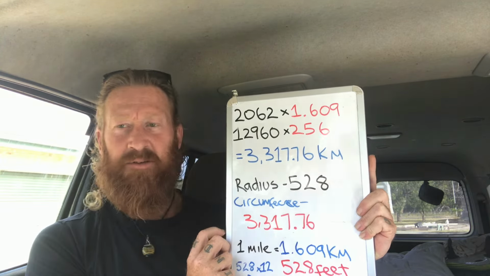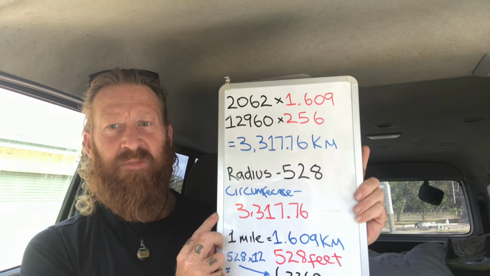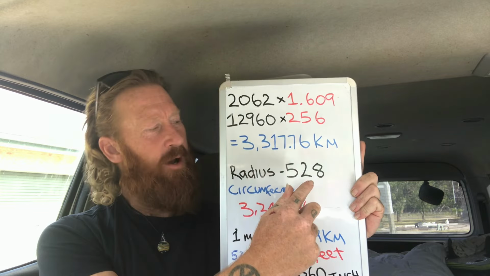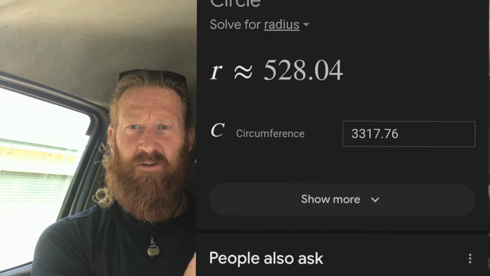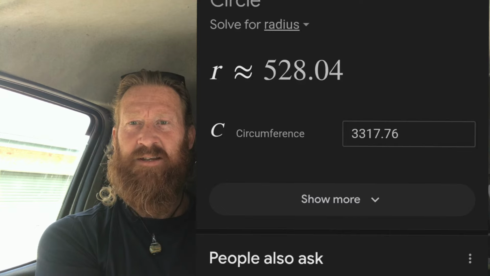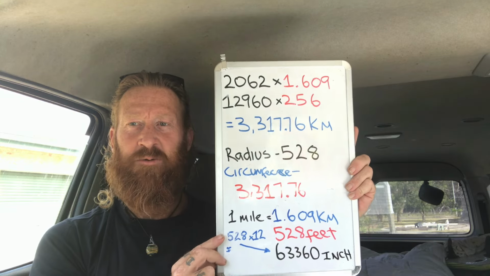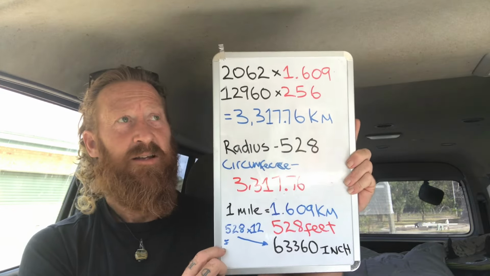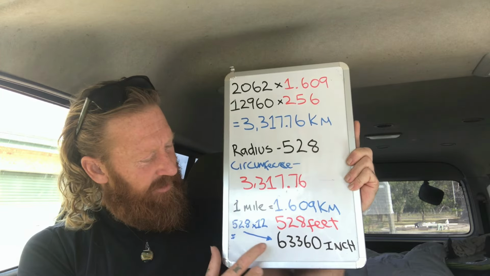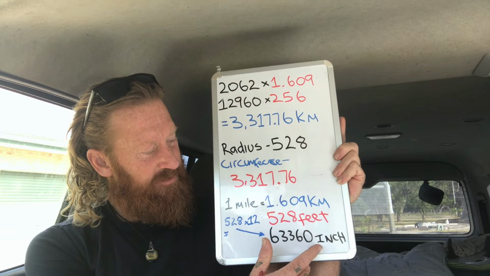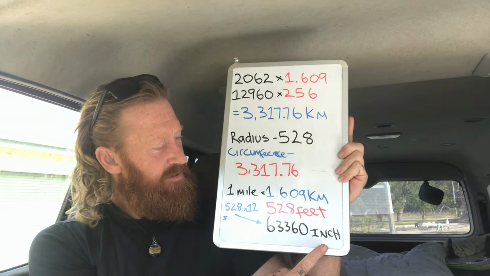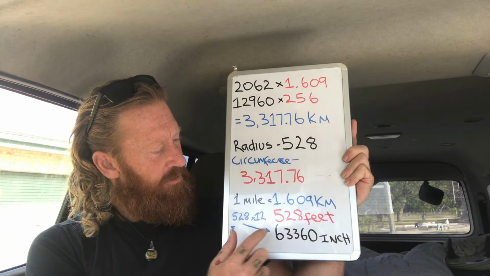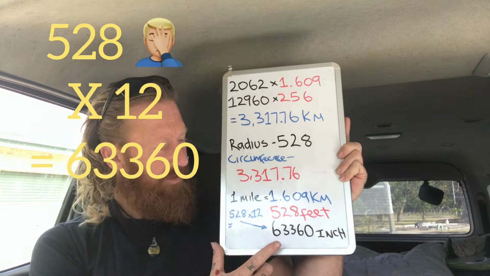So we can see this Ouroboros type of a thing here. This is a system that links metric and imperial together. But then for the same distance, if we take a radius of 528, the circumference is also 3,317.76. That is incredible. That's the feet. So 1 mile equals 5,280 feet, and there are 63,360 inches in 1 mile. There's 12 inches to a foot, so 528 times 12 gives us this.